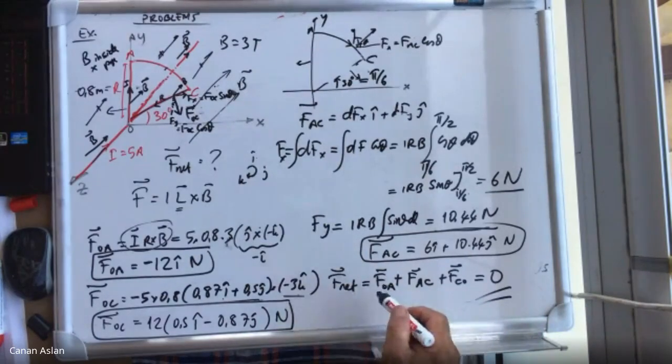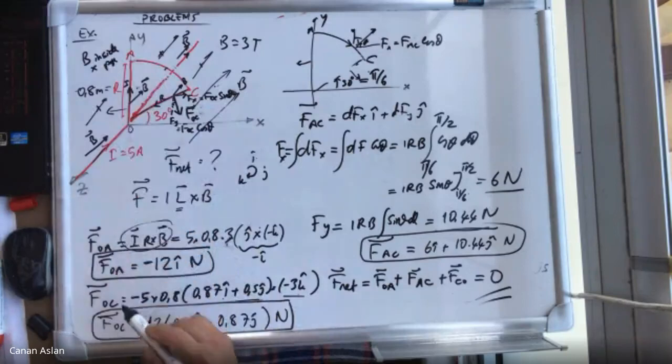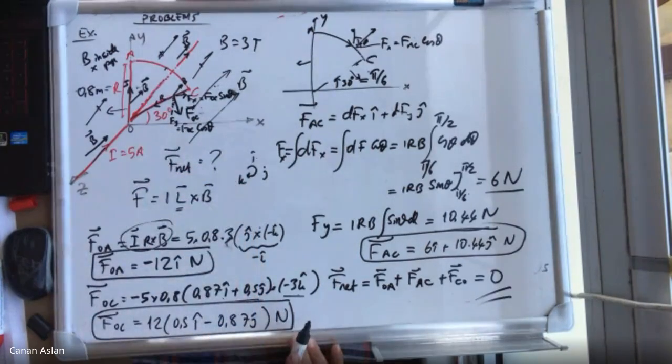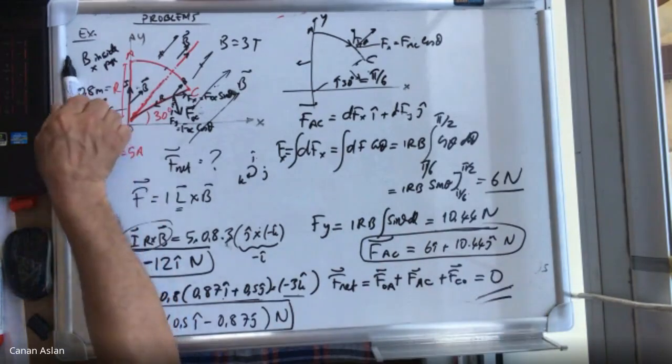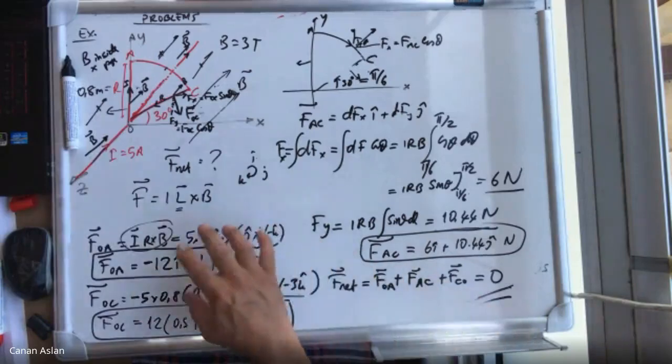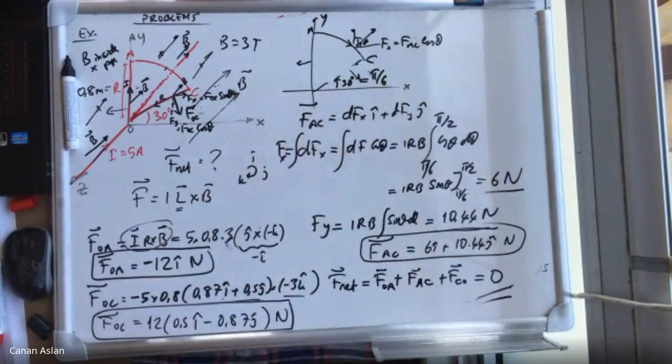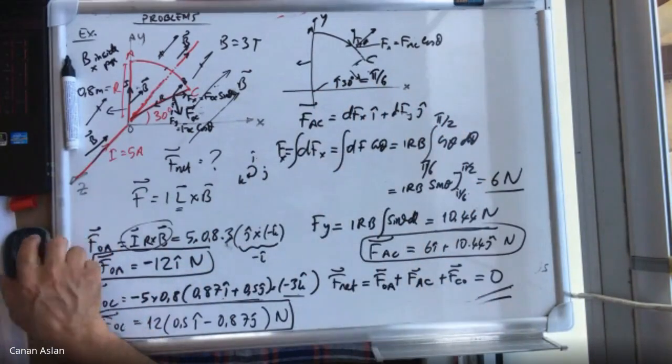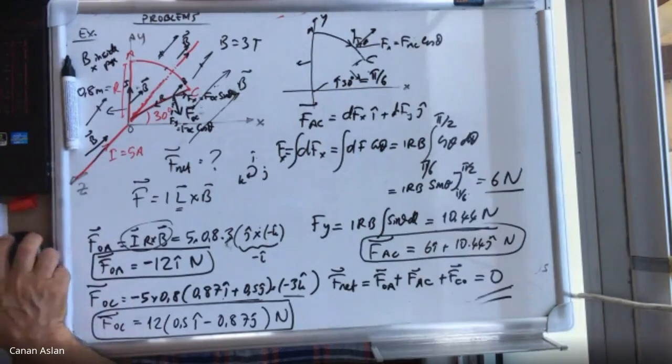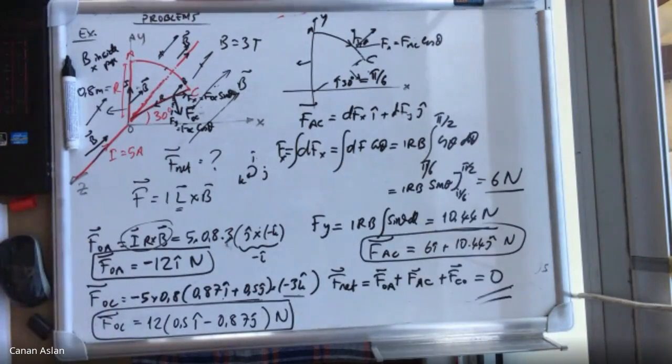Why is it so? Because this is a total closed loop. So if you have a closed loop, the force will always be 0. So net force turned out to be just 0. Very simple. But to get this, we did lots of calculations, as you see. All right. Now let's see if we have time left.